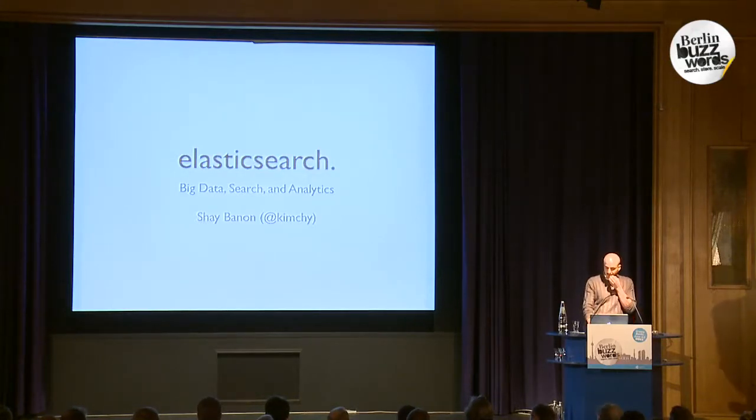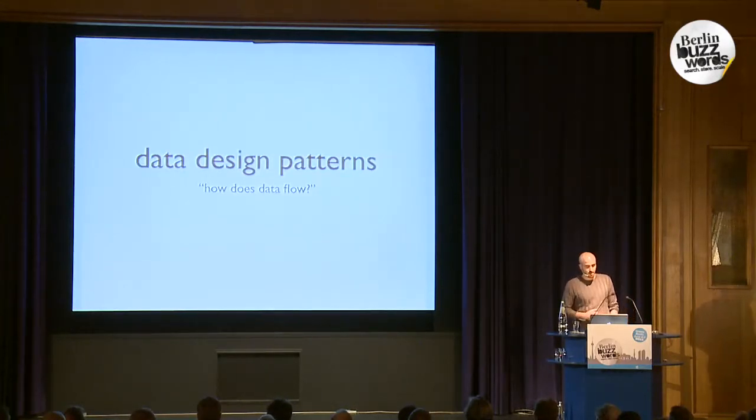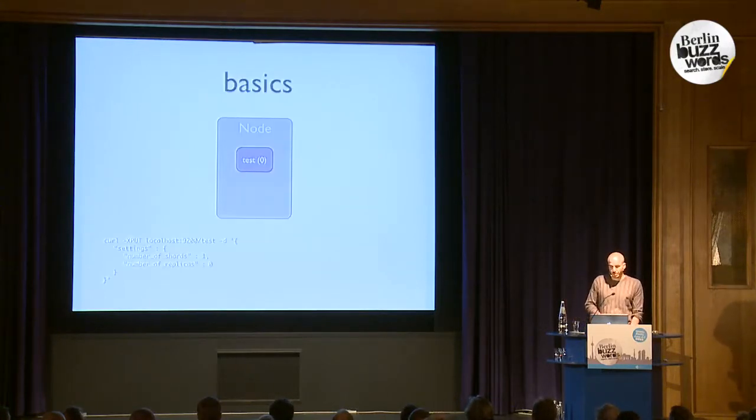So let's start. The first part that we're going to cover is effectively data design patterns, which is very important. When you build an application, it's very important to understand how data flows into the application or your storage. This allows you to make very calculated decisions on how you want to structure ElasticSearch, your indexes, and your distributed capabilities when you work with it. But let's start with the basics.